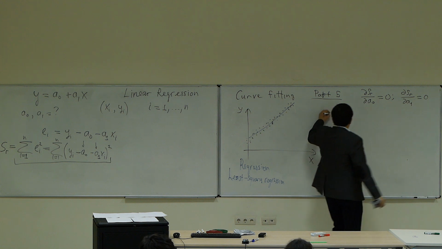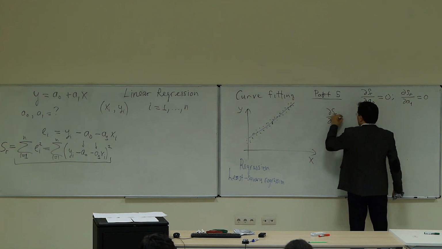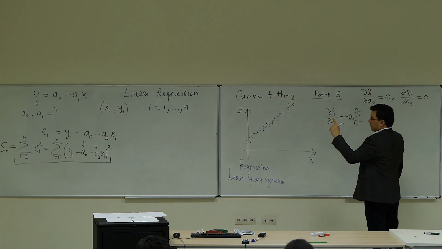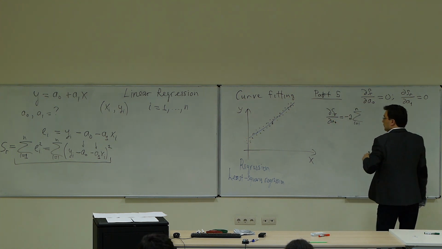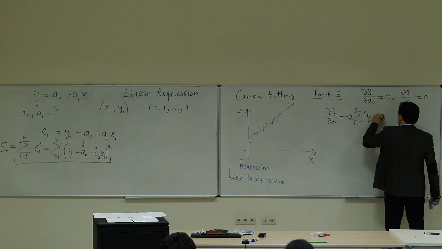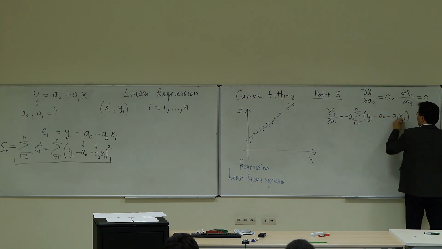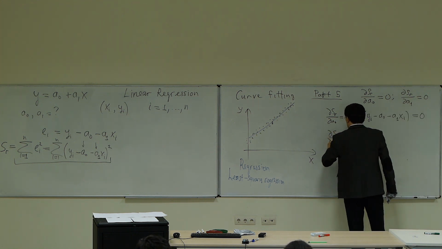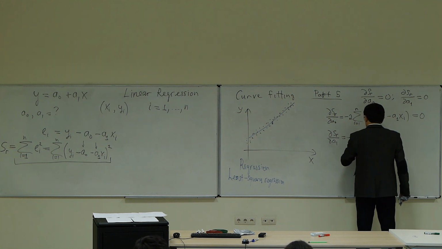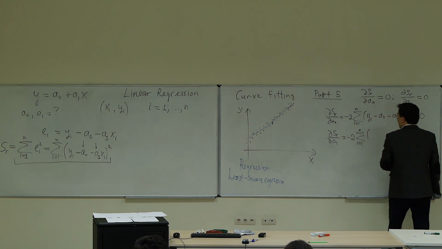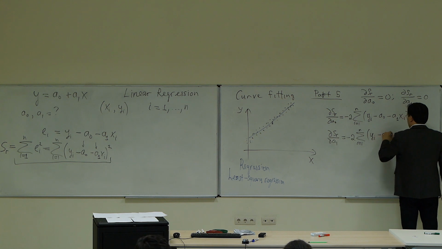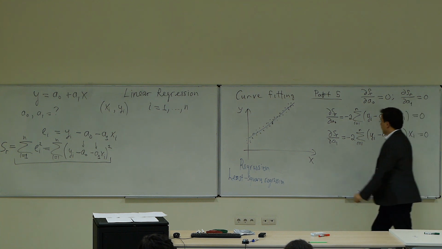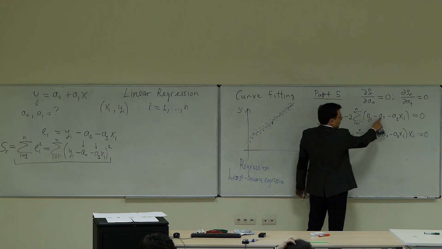All right, let's look at dSR/da0. That will be minus 2 sum over i from 1 to n of yi minus a0 minus a1 xi, right? So that is equal to 0. dSR/da1 is equal to minus 2 sum from i equals 1 to n of yi minus a0 minus a1 xi, multiplied by xi. That should also be 0. Okay, so here are my 2 equations, and from this I need to find a0 and a1.